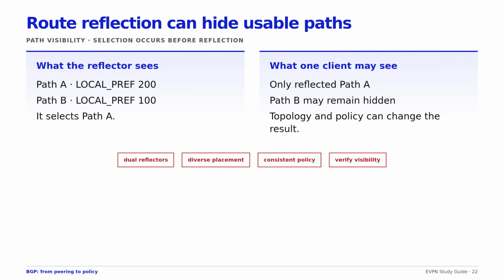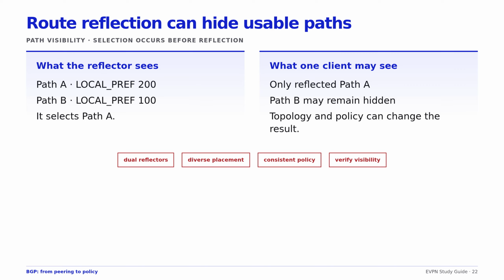A reflector normally selects a best path before advertising it. If the reflector sees paths A and B, but selects only A, a client may never learn B, even when that client would have preferred B because its IGP cost or local topology differs. This is route reflector path hiding.